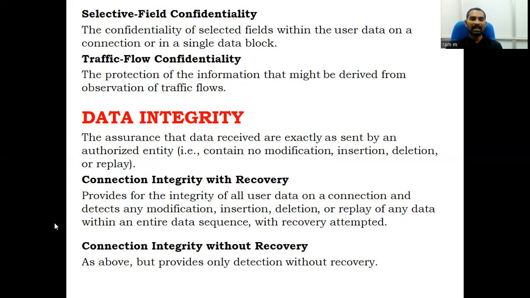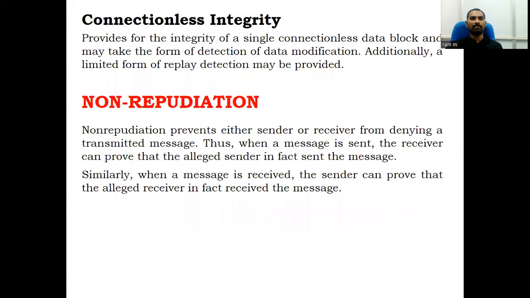The second service in data integrity is connection integrity without recovery. This is the same as the first one: we detect whether the data is received at the receiver side exactly as it originated from the source, but we don't apply any recovery mechanism. The last one is connectionless integrity. It provides integrity over connectionless data blocks and may take the form of detection of data modification. Additionally, a limited form of replay detection may be provided. For communications following UDP, this is very helpful.